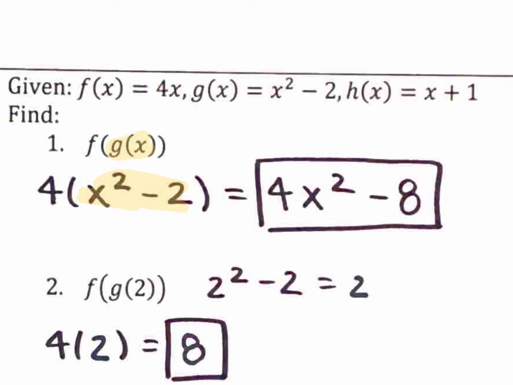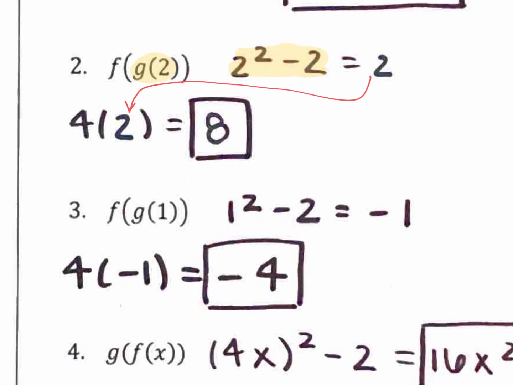If I wanted to find f of g of 2, first I need to figure out, working from the inside out, what is g of 2? So I'd go to my g function. The g function says take something and square it, and then subtract 2. We're plugging in 2 for x. We get 2 as a result. I'll then take that result and plug that into my f function, which says 4 times something. Well, the something I'm using here is now a 2.